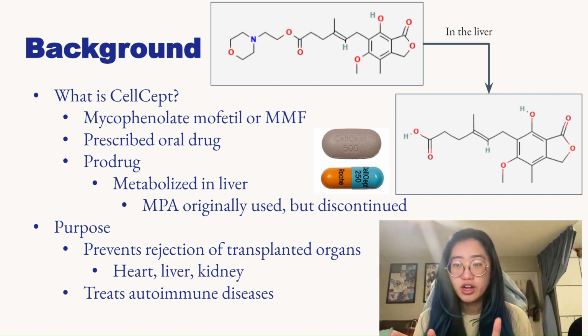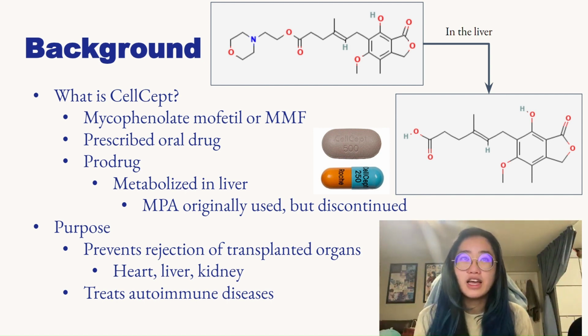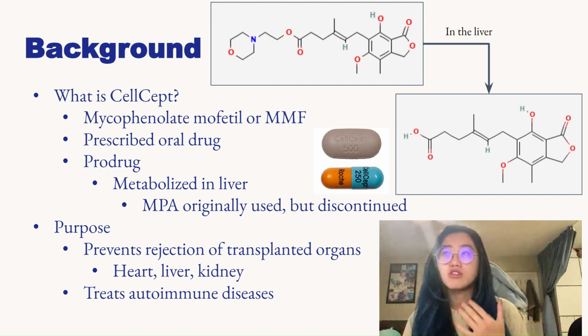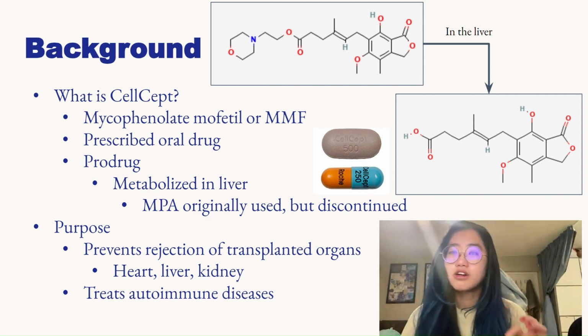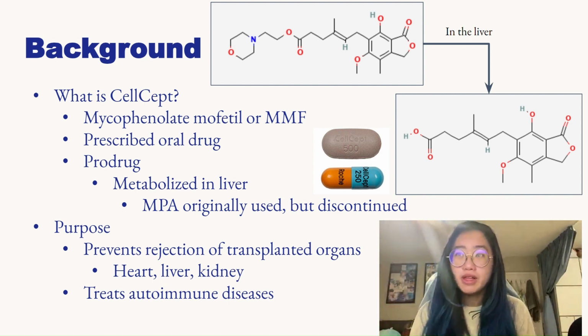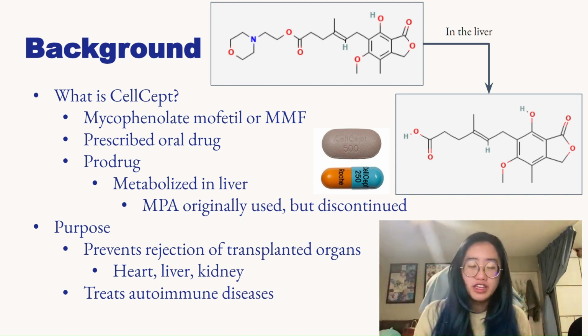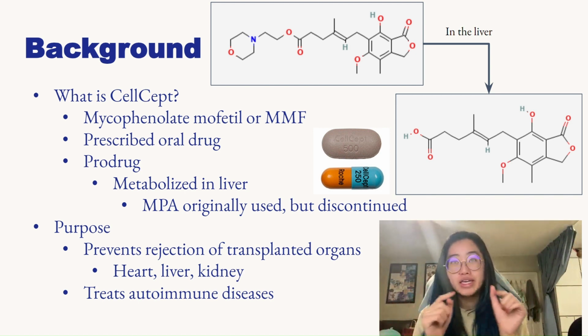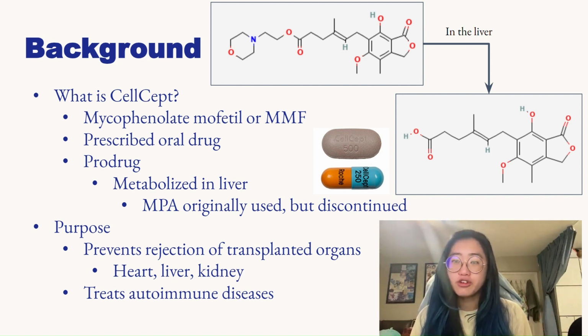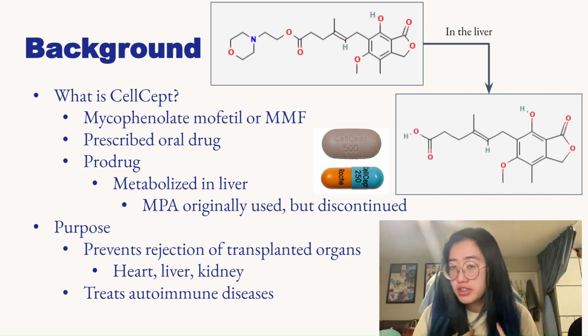MMF itself is a prodrug, which we learned means that it enters the body in an inactive form, but later becomes activated through some type of metabolism. For CellCept, this metabolism happens inside the liver. So MMF is metabolized into mycophenolic acid, which is MPA for short, which is the active form of the prodrug MMF. This active form is what actually weakens the immune system.